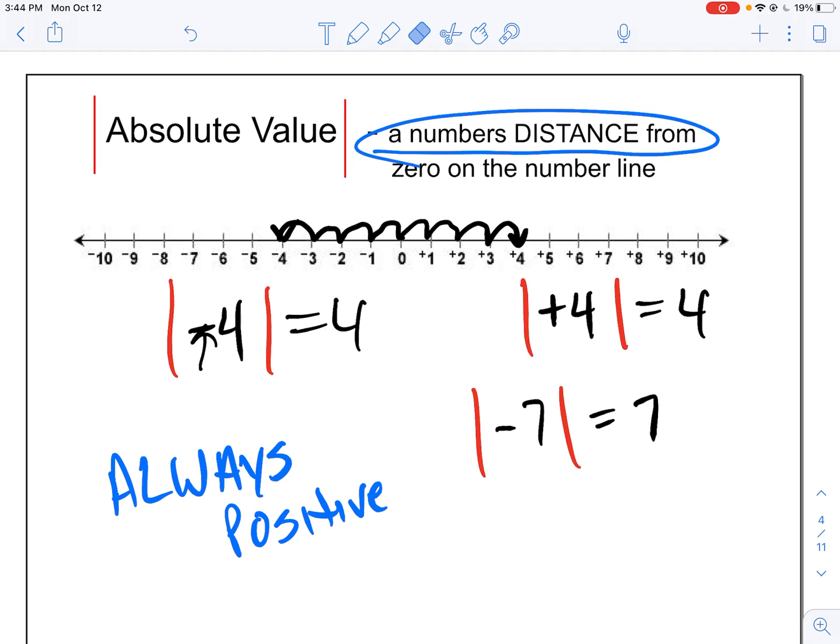Let me just change it up here a little bit. We're going to go back to this one down here. So this is the absolute value of 7. It is 7 spaces away, and the negative is inside the grouping symbols, so that is a negative 7.